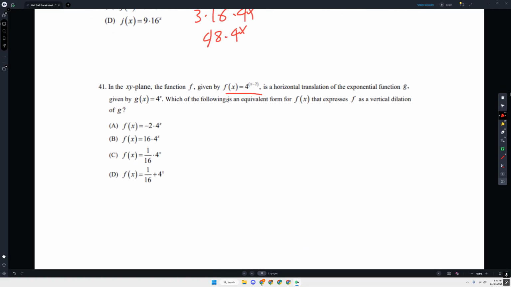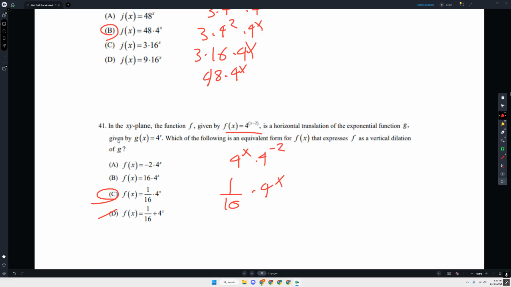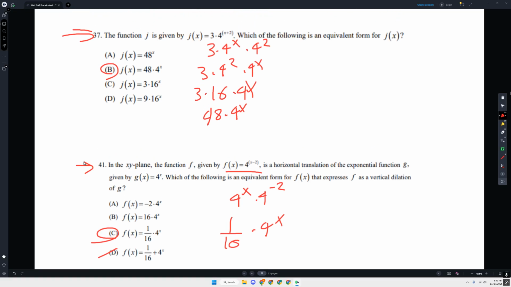For this one, it's a really similar idea. We know it's not adding, so we can take this out. It would be 4 to the x times 4 to negative 2, and 4 to negative 2 is the same thing as 1 over 16 times 4 to the x. Do these both make sense, like the idea behind them? You'll have more to solve as we go through.